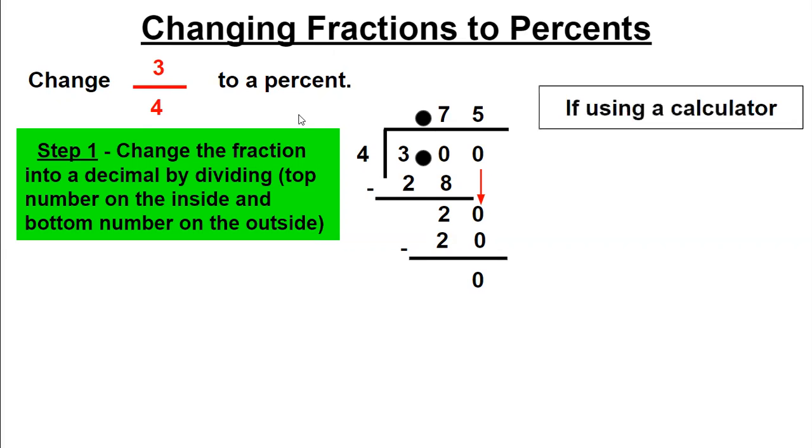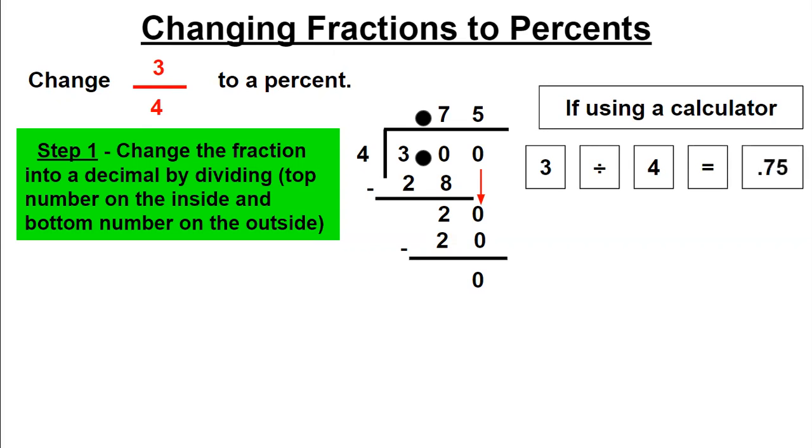So if I'm using a calculator, I would hit the 3 key. I would hit the divided by key. I would hit the 4. I would hit the equals, and I would get 0.75 on my display.